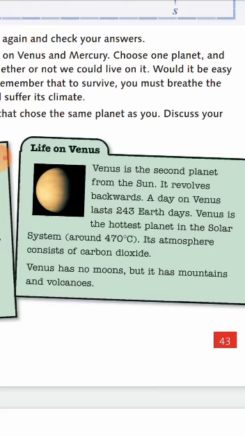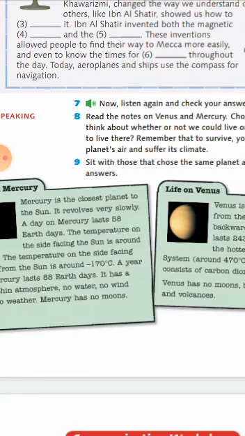So this was your homework. I gave it to you to write about either Mercury or Venus. You choose one of them. You write about it. You write about if you can live on it or not.